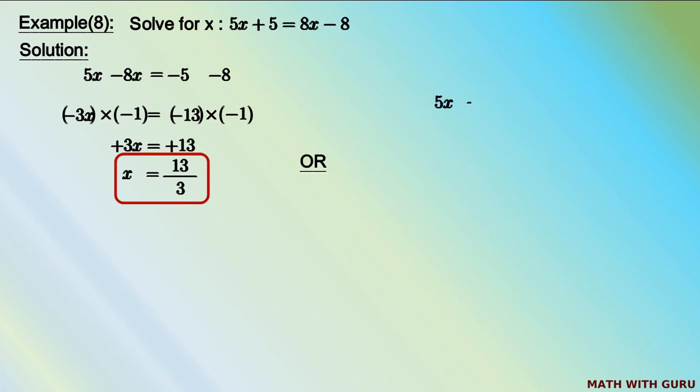Or 5x plus 5 equals 8x minus 8. Instead of bringing 8x to the left hand side, we shall collect the terms containing variables on the right hand side and numbers on the left hand side, like this.